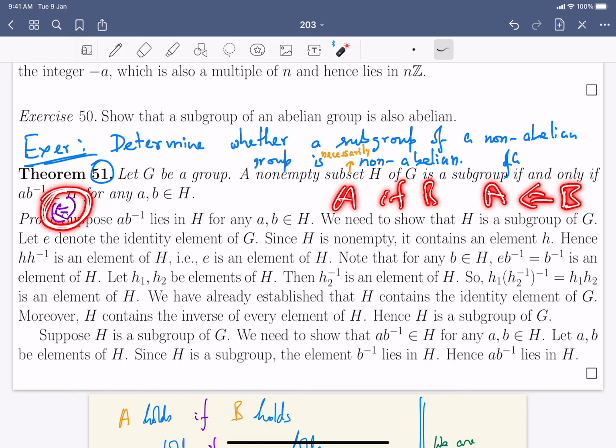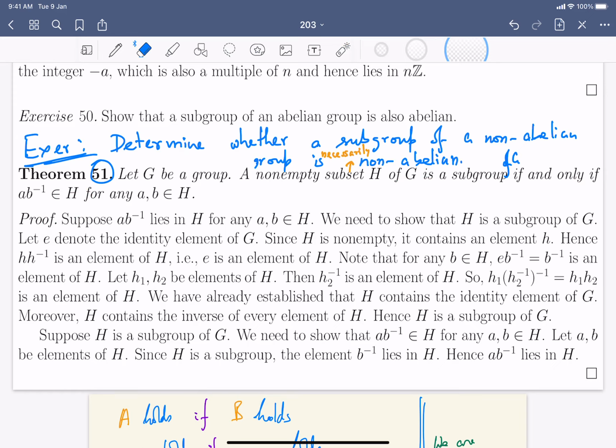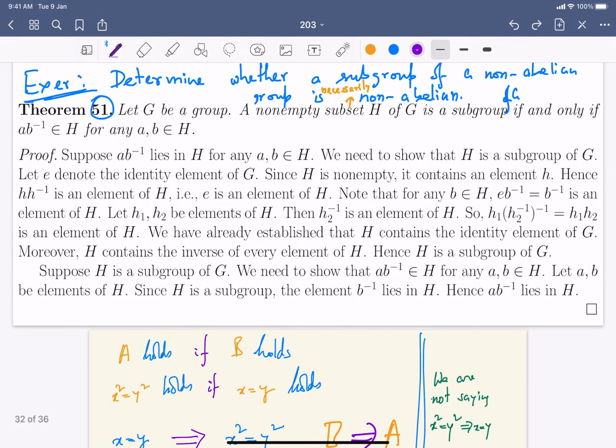If I begin a proof using such a notation, in an if and only if context, it means that we are proving A if B, okay? So you have to assume B, and then you have to establish A. So you assume that a b inverse lies inside H for any a, b inside H. We need to show that H is a subgroup of G, okay?